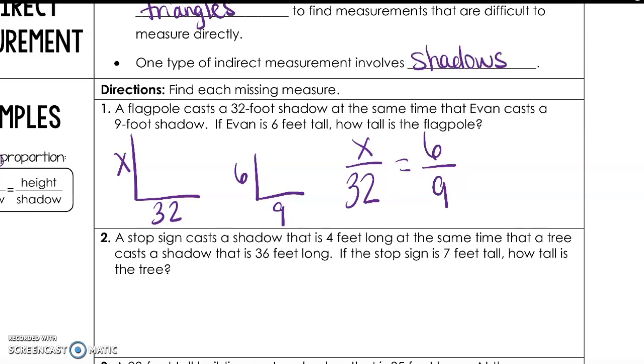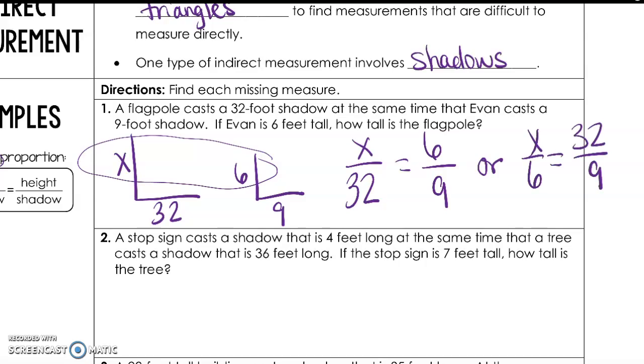I personally always go across. So instead of doing object to shadow, I actually go object to object, shadow to shadow. So I'm going to go this direction. X over 6 equals 32 over 9. Remember, your first ratio doesn't matter as long as you don't do x and 9, because those 2 don't match up. All right, but whether you do x over 32 or x over 6, that doesn't matter.